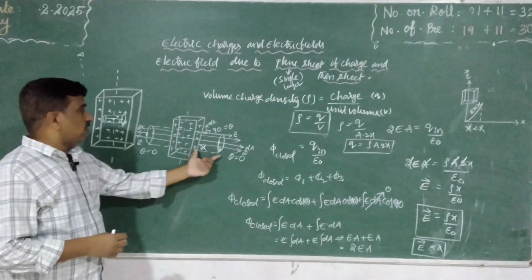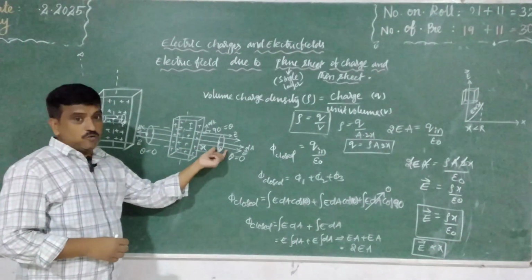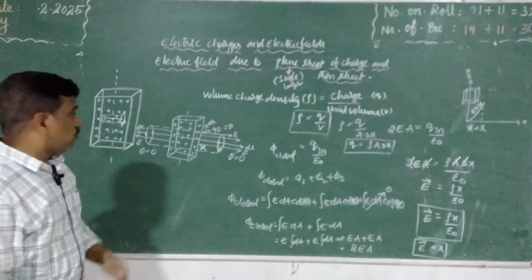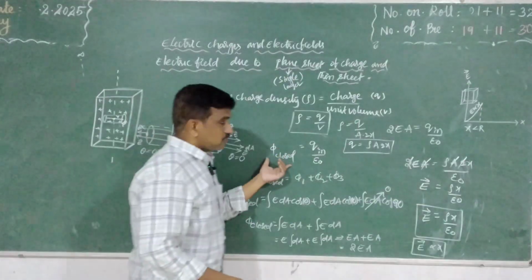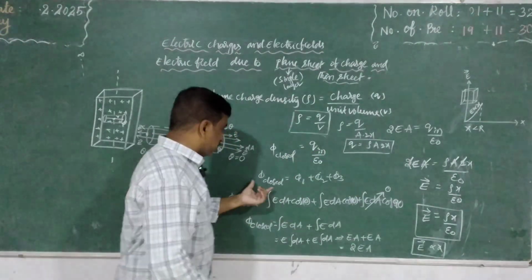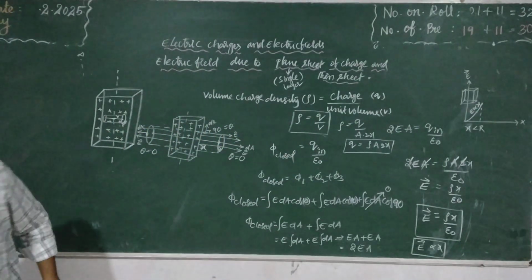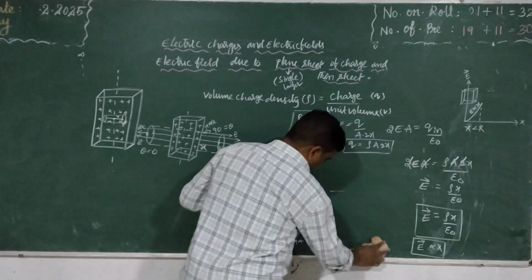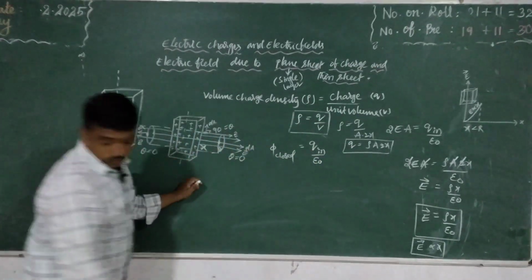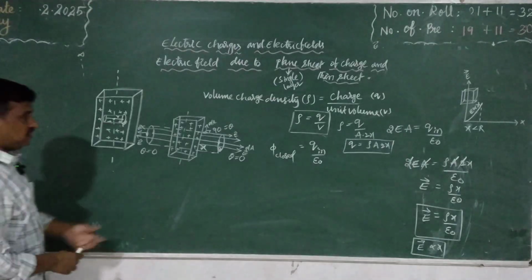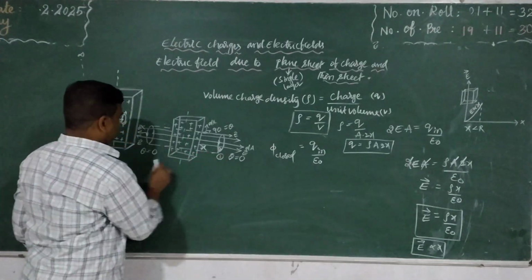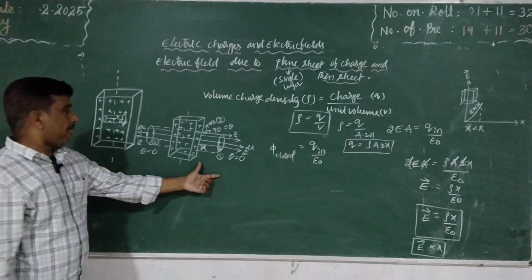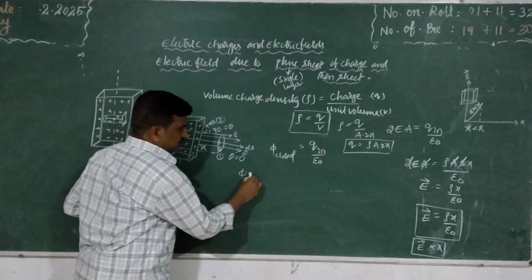For that, we find the electric field at this point by selecting the Gaussian cylindrical surface. So what does Gauss law say? Flux through a closed surface equals Q inside. Here also the same. What can we write? Flux through the closed surface. There are three surfaces: the first one, the second one, and the third one. Flux through the three surfaces equals what?